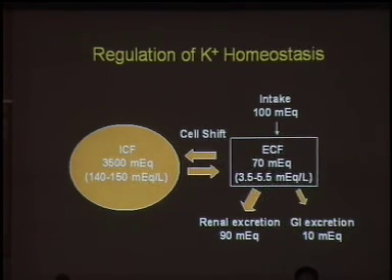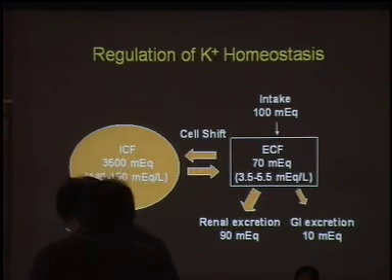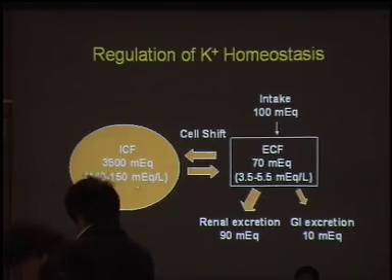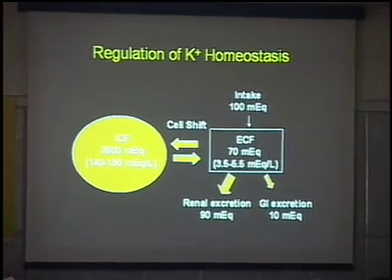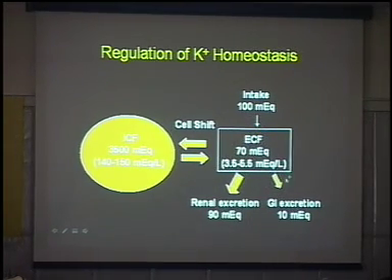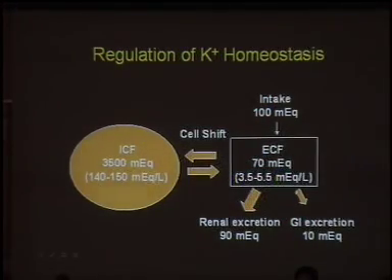Regulation of potassium homeostasis. Potassium is mainly in the cells. You see the amount here. And importance of cell shift, that's regulated by certain hormones like beta stimulation, and in the ECF, meaning in the blood and outside the cells, there's a much smaller amount. Then it goes into excretion through the kidney and the GI tract.